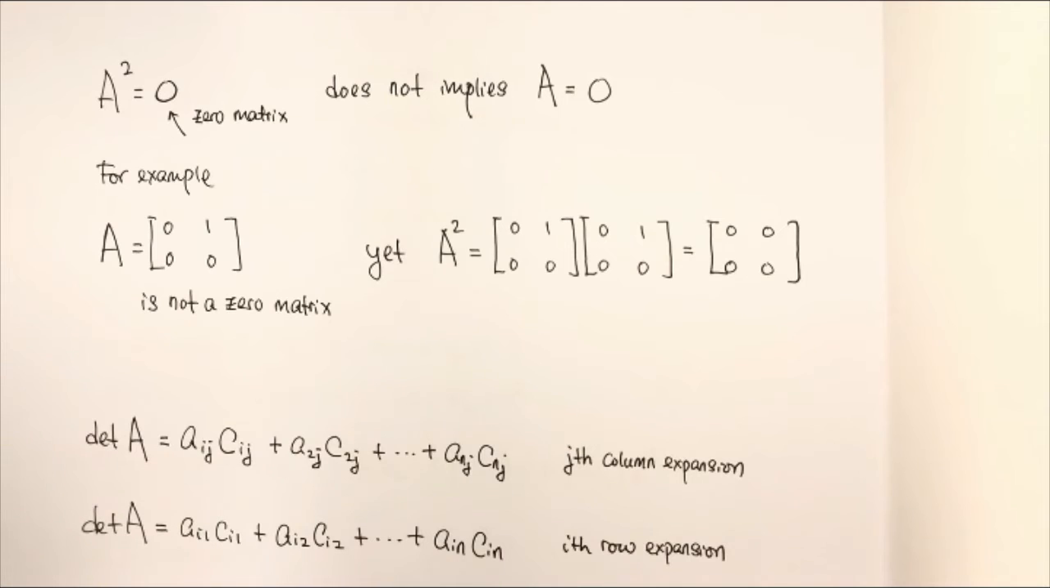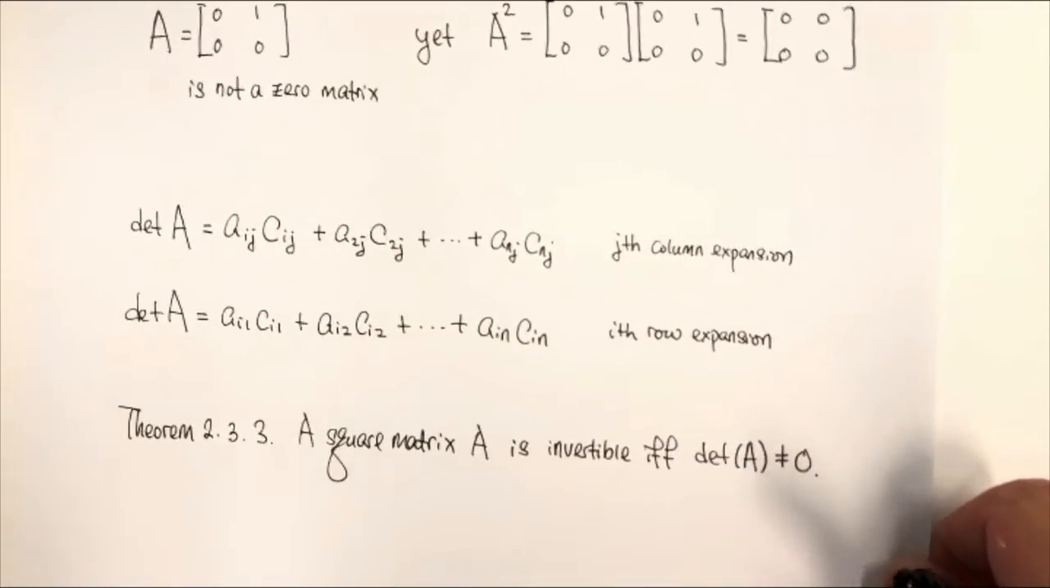This is one of the common mistakes that you made in the exam, which a lot of you claimed that A squared equal to 0 implies A equal to 0. Now you have to know that that is only true for real numbers and it's not true for matrices. So you should be aware of the differences between matrix multiplication and multiplication between numbers.